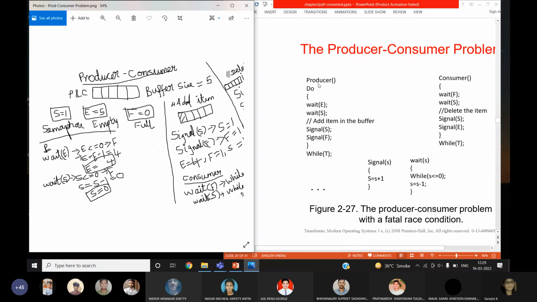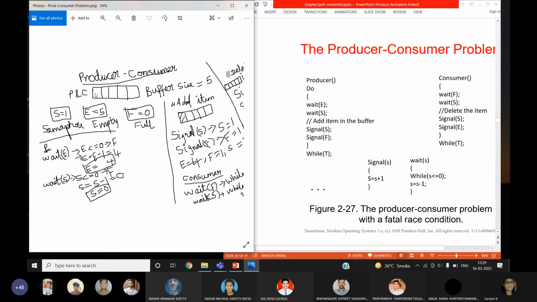Here the producer, assume that it is entering one buffer. That means it filled one buffer. A producer can produce, no? So it produced something. It stored something in the first buffer.